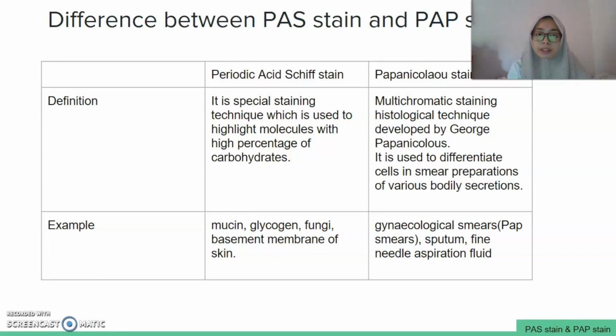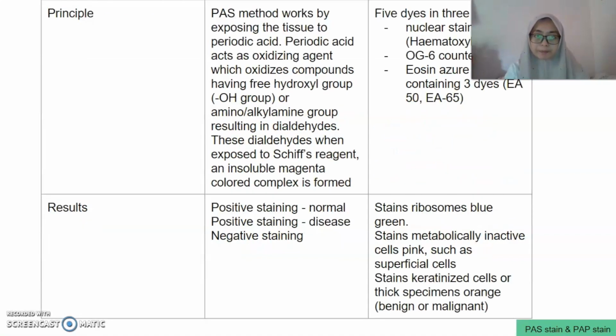The example when we are using periodic acid Schiff stain is when we want to stain for mucin, glycogen, fungus, and basement membrane of the skin. And Papanicolaou stain is used to stain smear preparations in various bodily secretions such as gynecological smears, pap smears, sputum, and fine needle aspiration fluid.